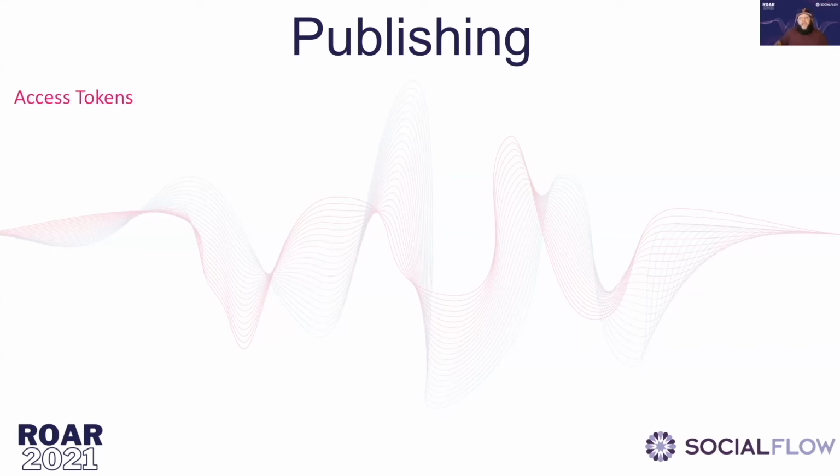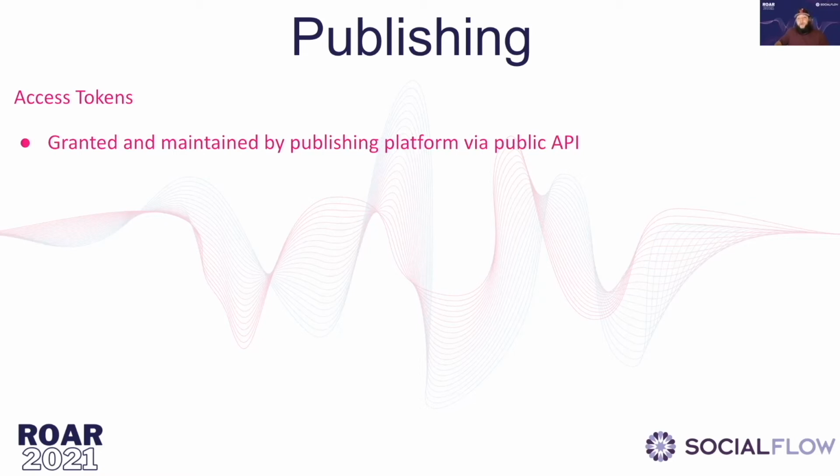A quick word on access tokens. Access tokens are granted so that third-party publishers can impersonate an account via a public API network. Without the access token, we are not able to pull data from your accounts or publish to your accounts. Access tokens are granted and maintained by the publishing platform.